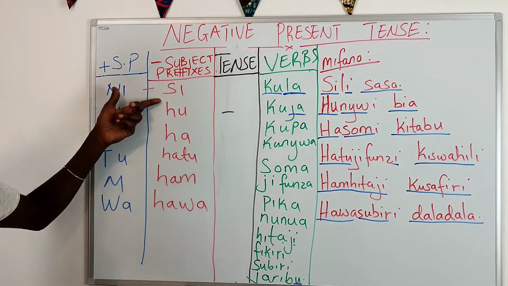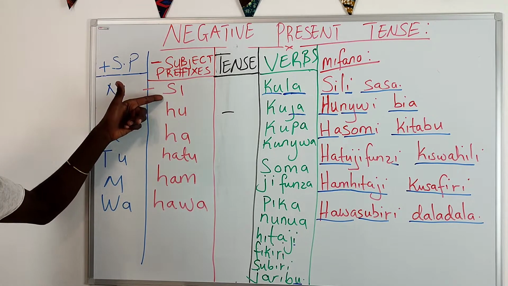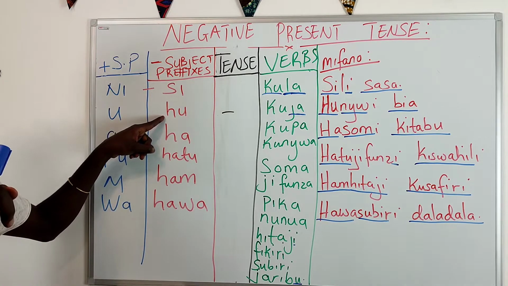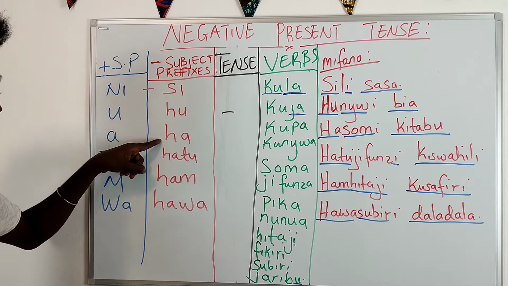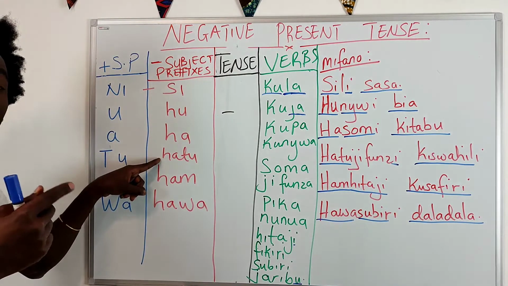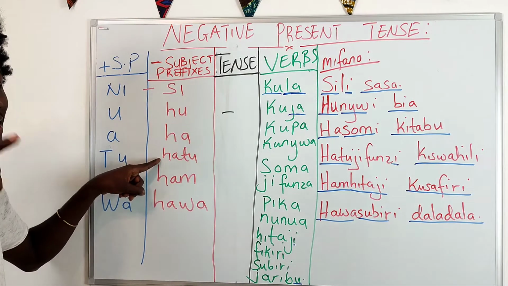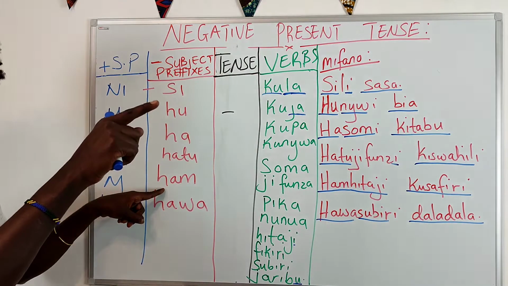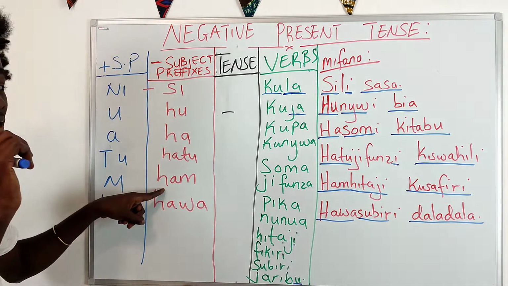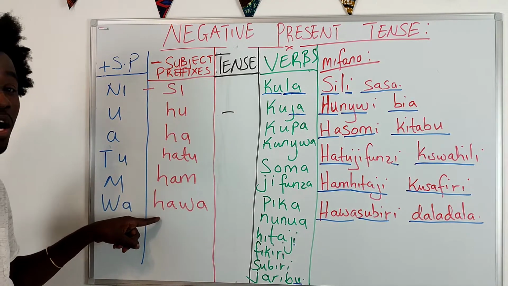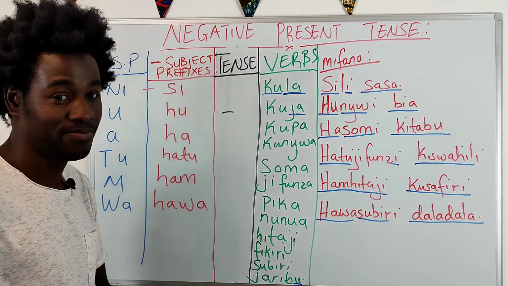So these are the negative subject prefixes in Swahili. Si stands for I, but in a negative way. Hu stands for you. Ha stands for he or she. And hatu stands for we, I mean me and you. Ham stands for you, plural, but don't forget, negative subject prefixes. And hawa stands for they.